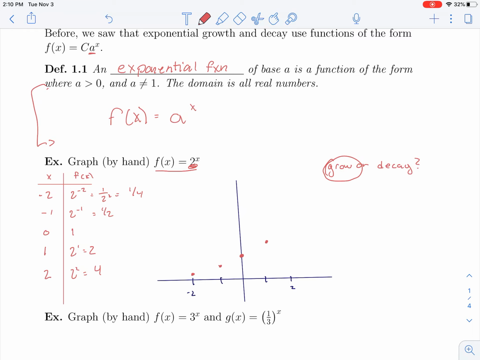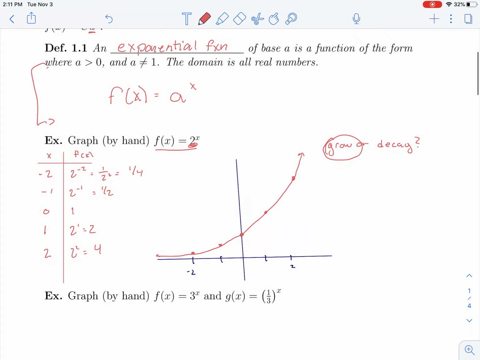Right, so we're doubling each time. I can make that a little taller. So our graph's going to kind of look like this. And I'll draw an arrow. All right, awesome.